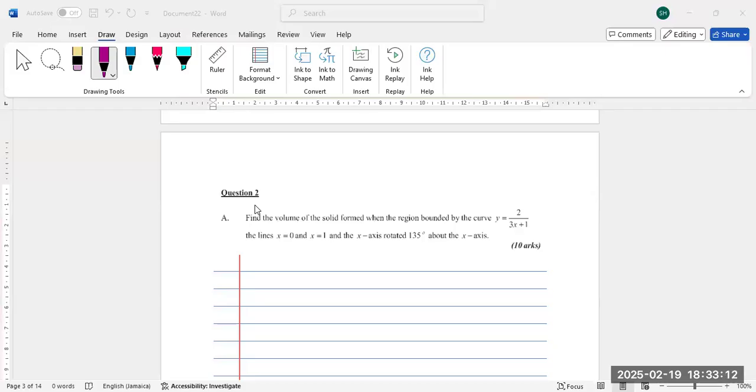Sir, I'm stuck on one part. Where are you stuck? In the solve for X first. Solve for X? What do you mean by solve for X? Sir, I don't understand that. Sir, when you square the y, I get stuck.